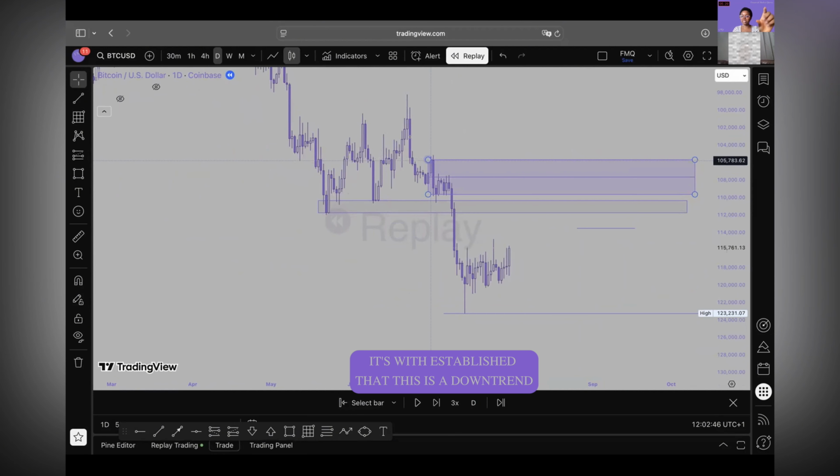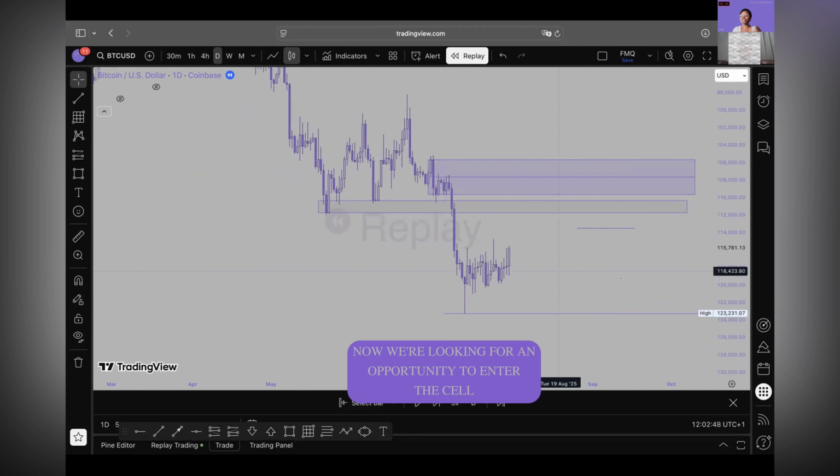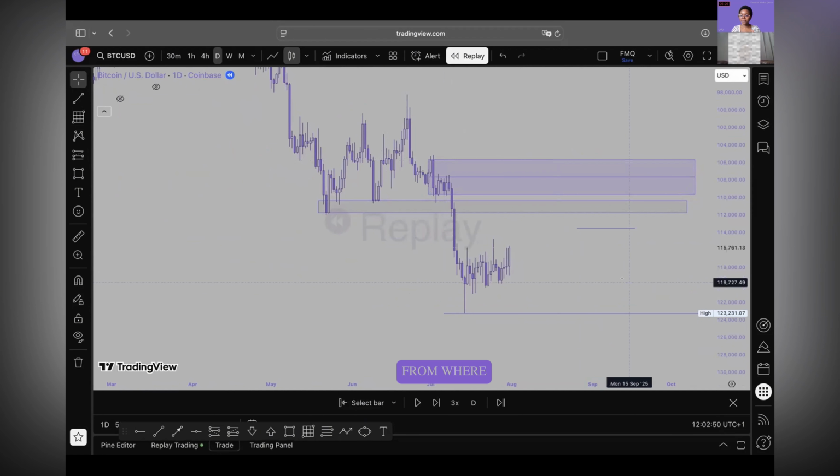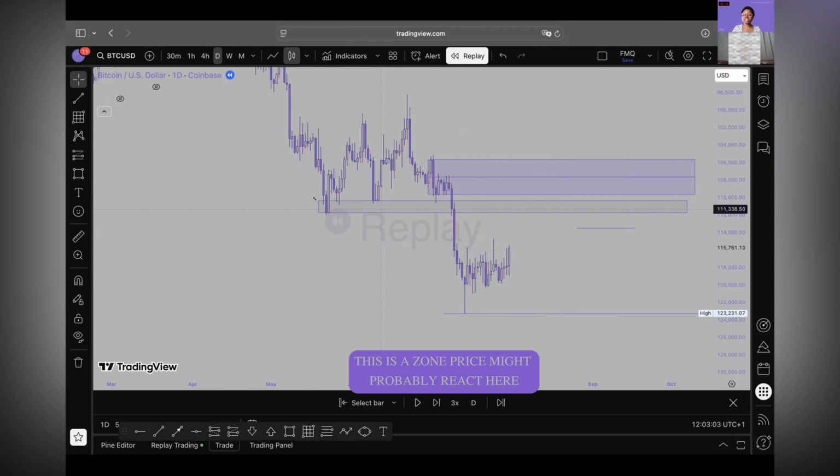To establish that this is a downtrend, now we're looking for an opportunity to enter the sell from where? From the lower high, or from the resistance zone, or from the supply zone, because that is where sellers are. Now we've mapped it out. We said, okay, this is a zone. Price might probably react here. Let's see how it goes.